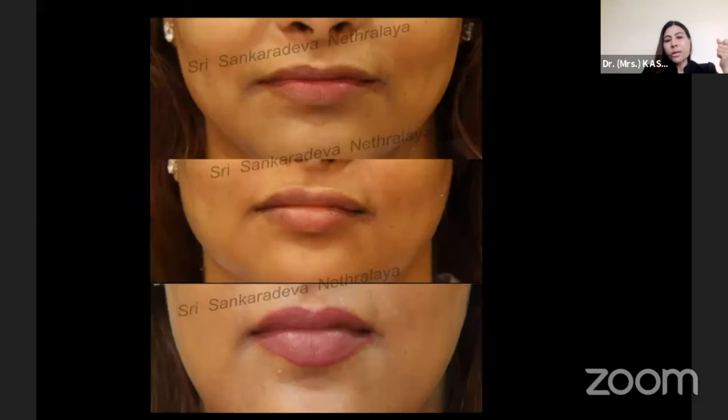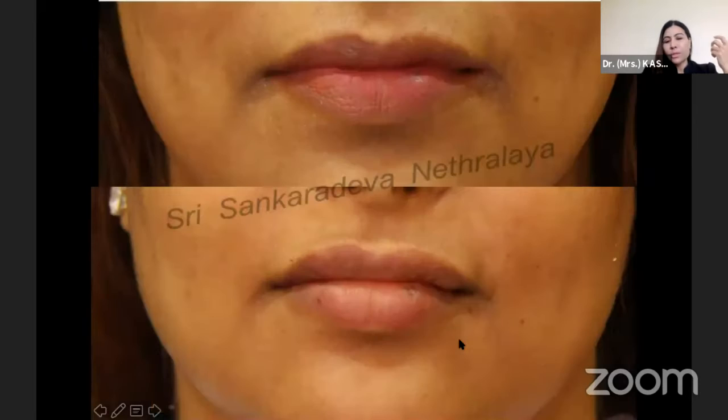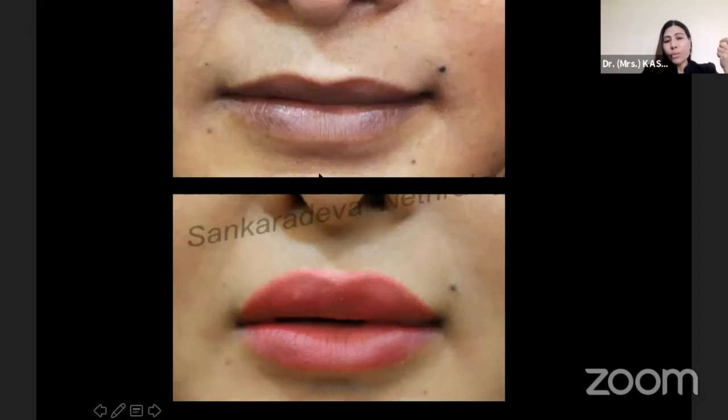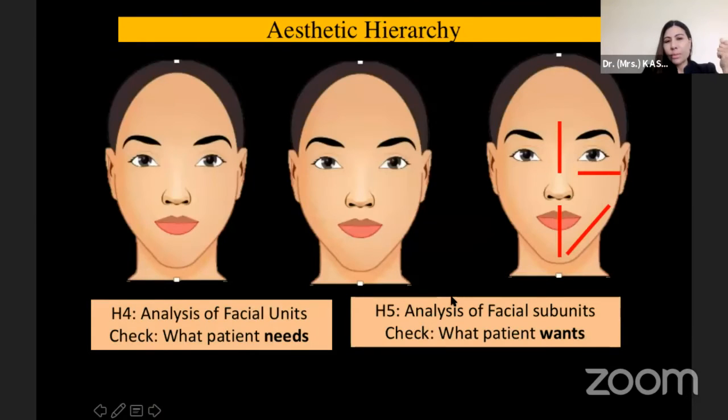As you can see here, this is one lady just before. This is just after the procedure, and this is with her makeup, with her lipstick, she looks much prettier. So I feel that this filler really gives a very beautiful augmentation to the lips, as you can see here, and these are all being done by cannula.